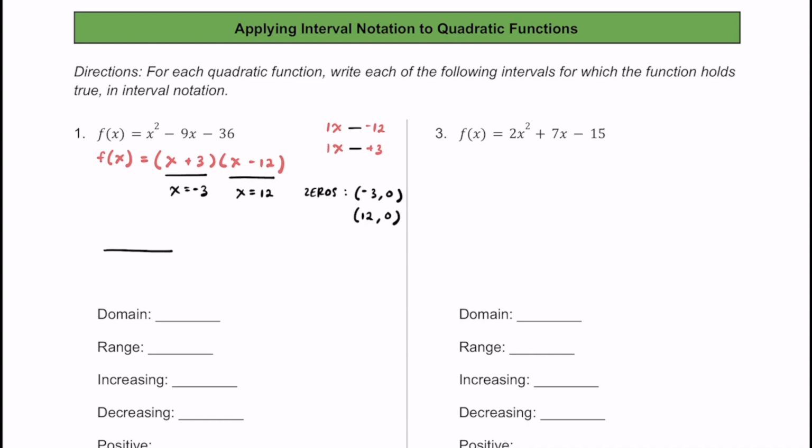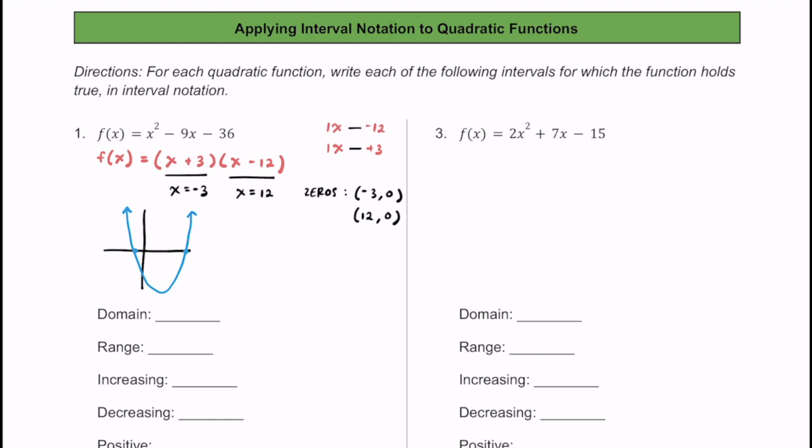Well, it means that if we were to make a really rough sketch of this function right now, we can say that this negative 3 comma 0, that would be maybe over here, that would be an x-intercept, and then this 12 comma 0 would be somewhere over here, on the positive x-axis. And if we sketch this, then our function would look something like this. Again, this is just a very rough sketch, but this is what our quadratic function would look like. We know it's opening up since a's value is equal to positive 1.